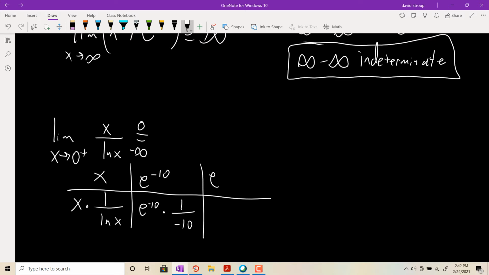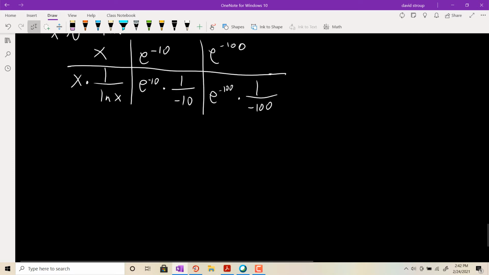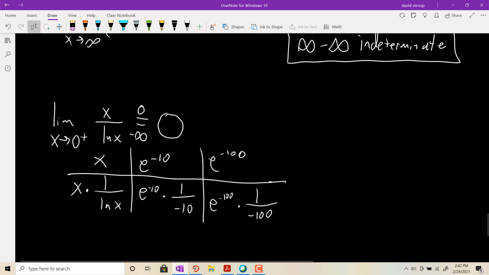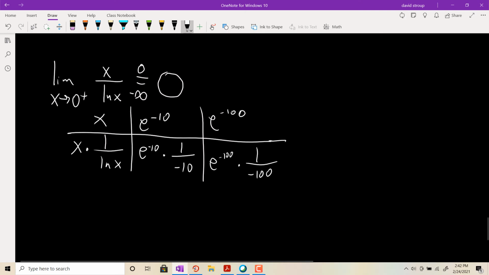And then e to the negative 100. So you have e to the negative 100, which is really, really super small, times 1 over negative 100, which is also getting smaller. So it kind of works like a 0 times a 0, and you'll end up with a 0 at the end. The reverse, you could take the reciprocal of that thing, and then it'll end up being infinity.